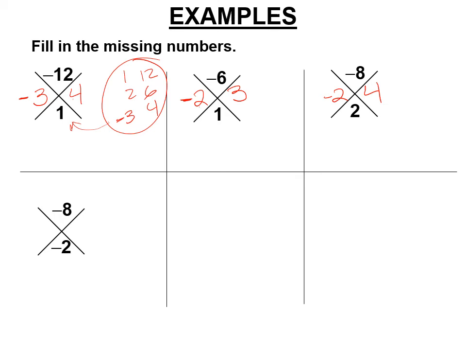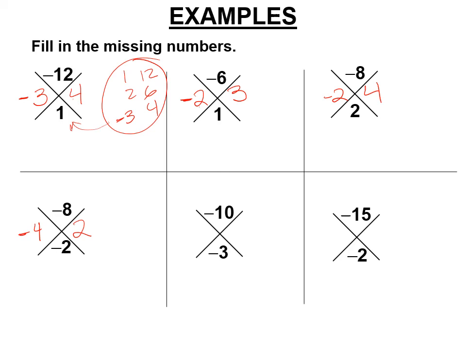Okay, now this one's different. Now we have a negative on the top, which still means we have one of each. But now we have more of the negatives, right? So now -4 and +2. -4 and +2 add up to -2. -4 times 2 is -8.